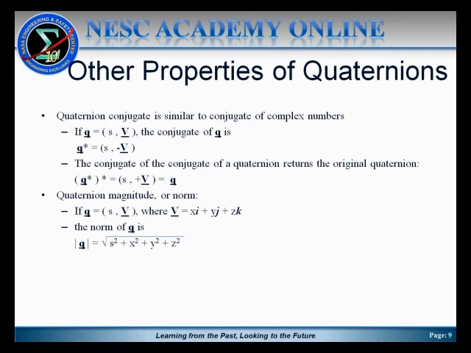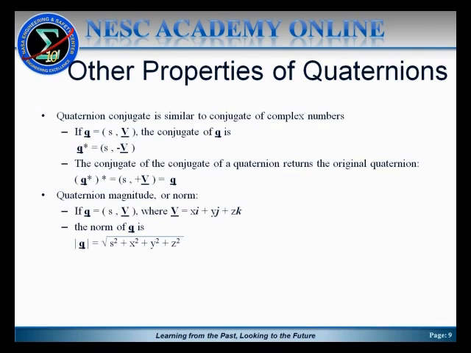And similarly, quaternions have a similar definition of the conjugate. If q represents a quaternion with a scalar part s and a vector part v, then its conjugate is s as a scalar part and minus v as its vector part. And obviously, the conjugate of the conjugate of a quaternion would return back to the original quaternion.